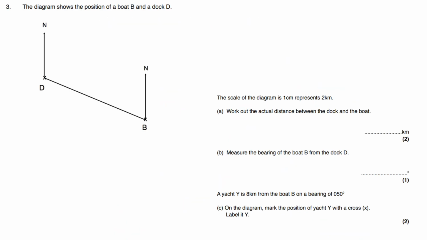What about something like this? So for this example, we're told that 2 boats, B and D, are shown in position. And we're told the scale is 1 centimeter represents 2 kilometers. So the actual distance, what we do is we measure it with a ruler. So in this case, we measure it like so.